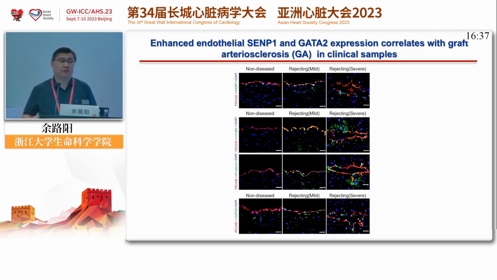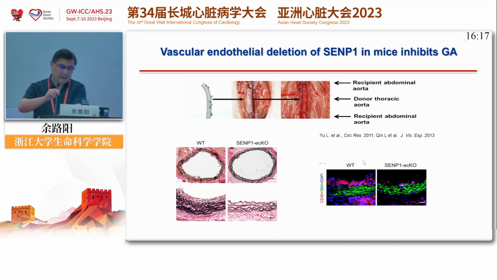In the microarterioles in the rejected heart after transplantation, we can find the induction of SENP1 in the endothelium layer, accompanied with the induction of GATA2, as well as endothelial activation. Once we went back to the bench work, we established the GA model in mice. We transplanted the donor male thoracic aorta into the recipient female abdominal aorta. So the minor Y antigen will result in new intima formation and vascular remodeling in the graft.